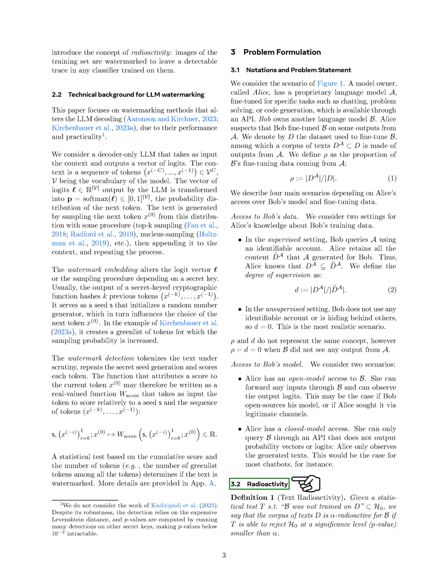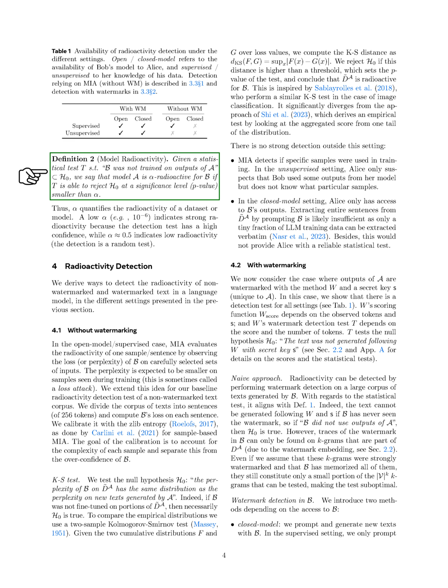Lastly, we introduce the concept of radioactivity in the context of statistical testing. If a statistical test can confidently assert that Bob's model was not trained on a specific dataset or outputs from Alice's model at a certain significance level, we say the dataset or Alice's model is radioactive for Bob's model. The level of radioactivity is quantified, with a low value indicating strong radioactivity and high confidence in detection, and a high value indicating weak radioactivity. Detection is akin to a random guess.